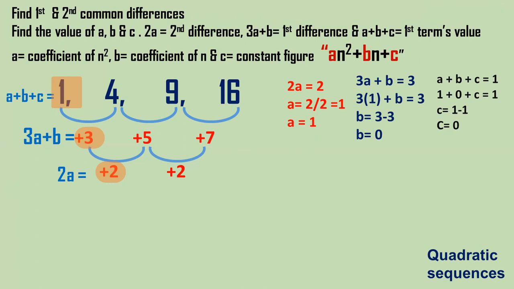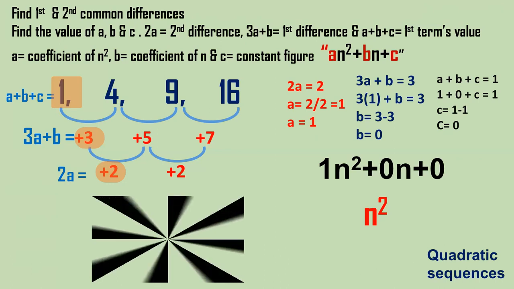So here we can find that any value which is multiplied with 0 will become 0. That's why the bn and c terms will be removed, and that will produce our final formula, n squared. We are not supposed to write the 1 here because it's already understood. The coefficient is 1. So the final formula will become n squared.